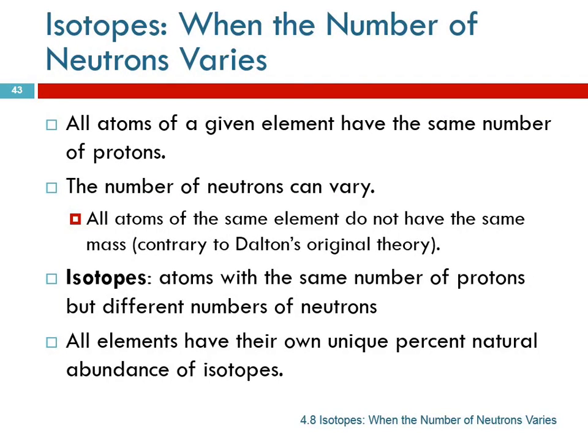Isotopes. One of Dalton's postulates in his atomic theory was that all atoms of the same element are exactly the same. That's not quite true. They all have the same number of protons, but their masses vary slightly, and that's because they can have different numbers of neutrons. Neutrons are massive particles in the nucleus of an atom, but they have no charge. So you could add a neutron or two, and it's not going to affect the charge, but it'll change the mass a little bit. And so the word isotope refers to atoms that have the same number of protons, but different numbers of neutrons.